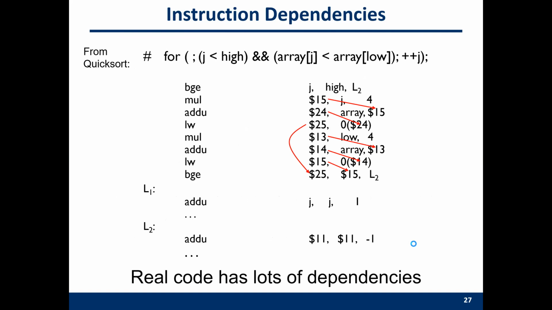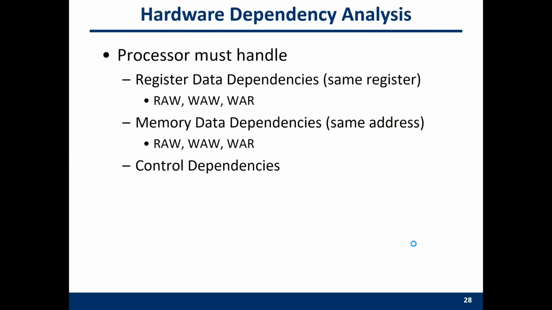From here to here, you write, you append 15. Again, the real code has a lot of dependency. And these are the components. Your pipeline also needs to handle these dependencies.